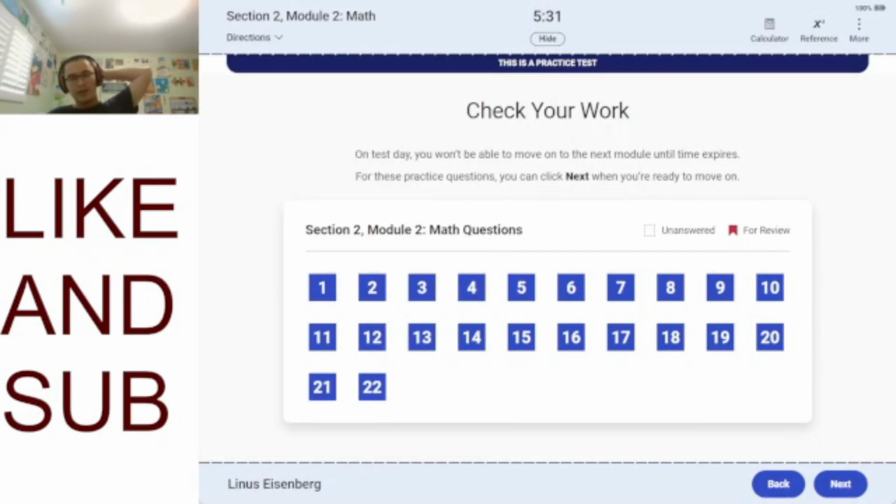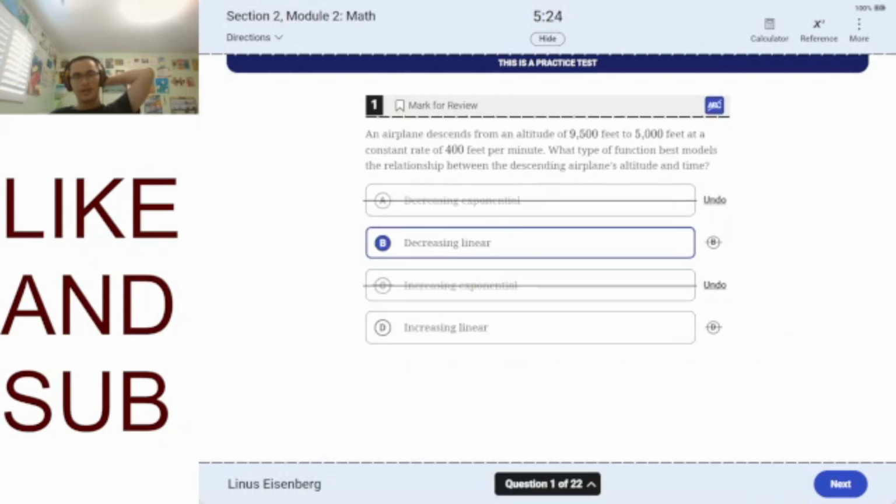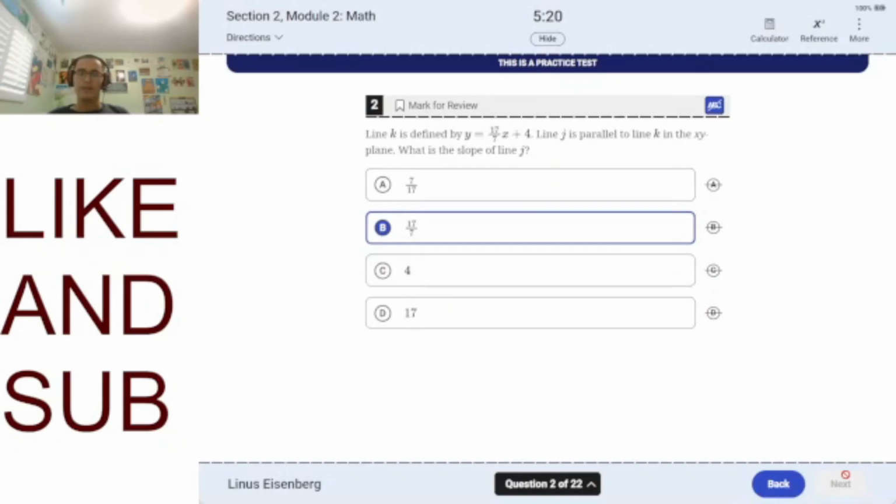So far, I'm feeling pretty good. Feel like this demonstration is going to get us an 800 on math, but always good to double check. We're going down constant. It's decreasing linear. We're being asked for a parallel slope. Our slope is 17 over 7. So x gets bigger by 7, y gets bigger by 17. Rise over run, 17 over 7. Good.